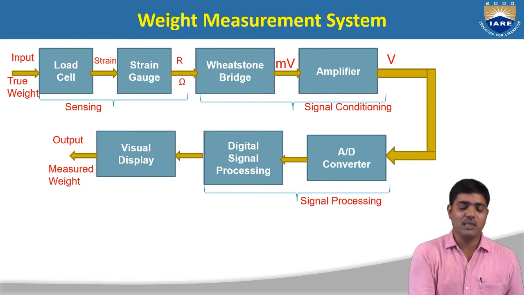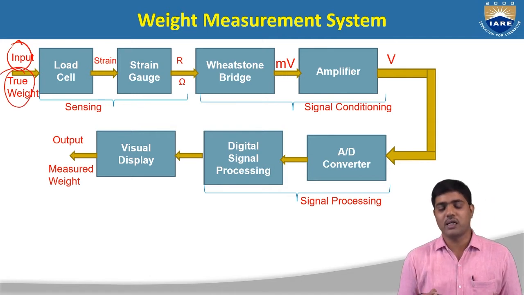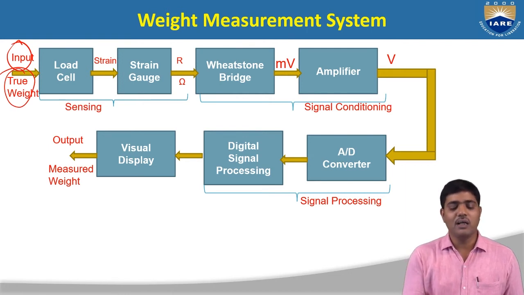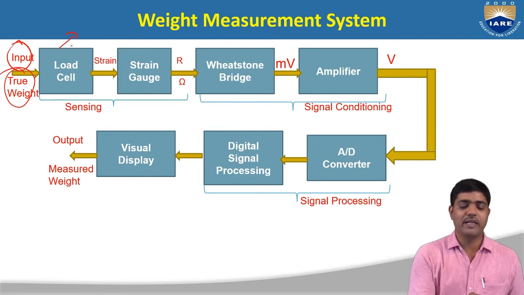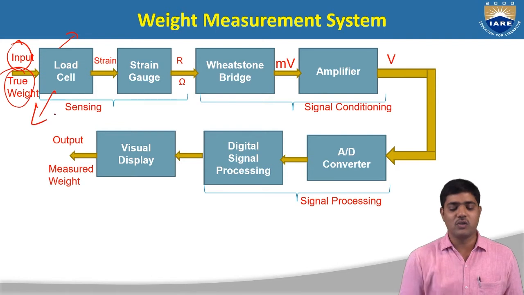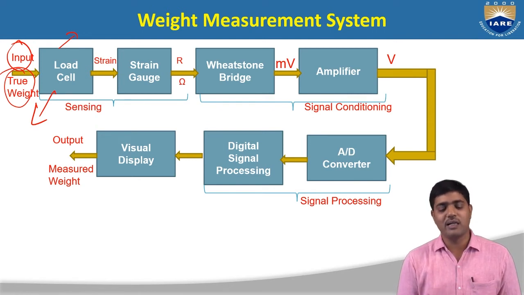Suppose the input here is going to be the true weight. So here you are giving the weight. I am interested in measuring the weight with the help of a measuring system. For this, first of all, I am going to take the primary device, that is called the load cell. This is a mechanical device. I am going to measure the weight primarily with the help of the load cell, a mechanical device.